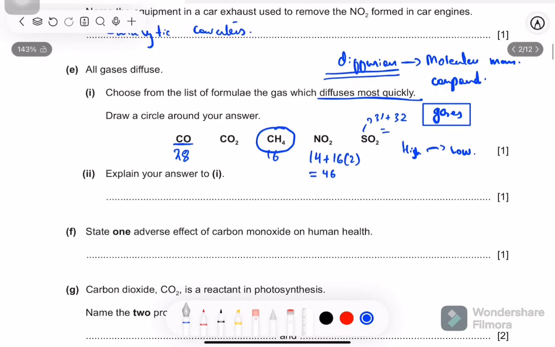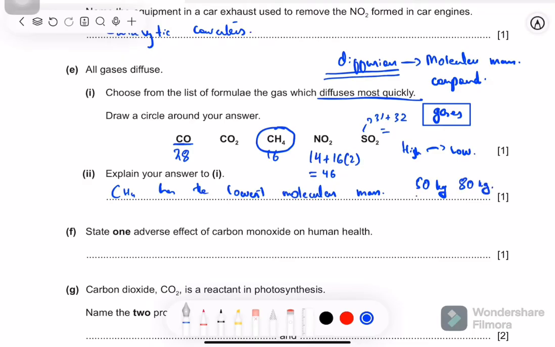Now you can explain, which I just told you, that CH4 has the lowest molecular mass. Simple. You can take this with an example. The person who weighs the lightest is more likely to run faster than a person who weighs higher. A 50 kg person can run faster than a person weighing 80 kg, an obese person.